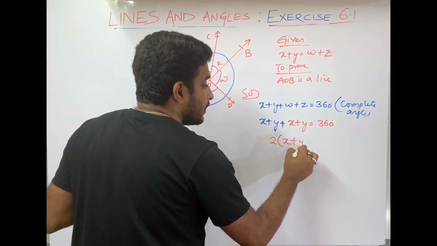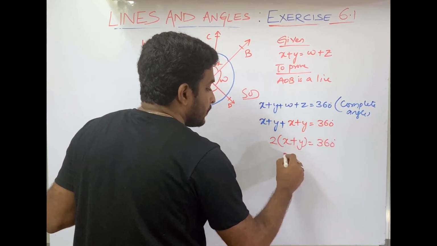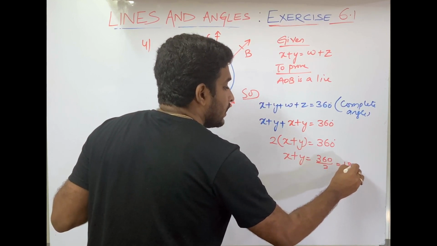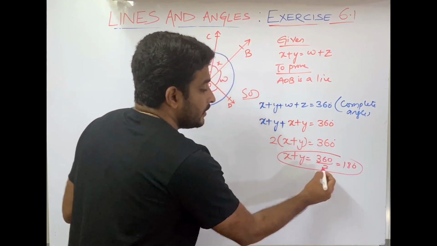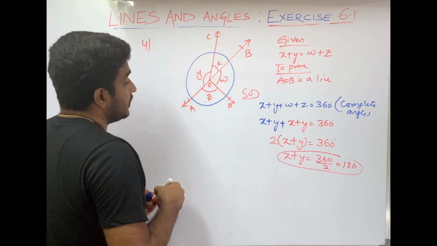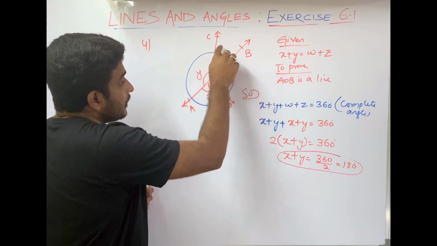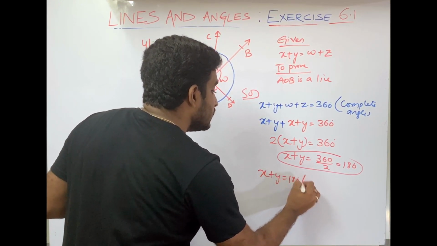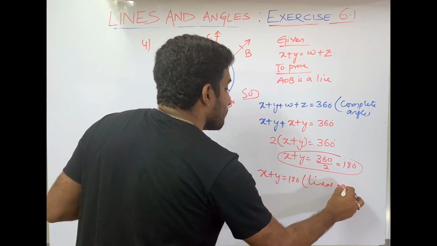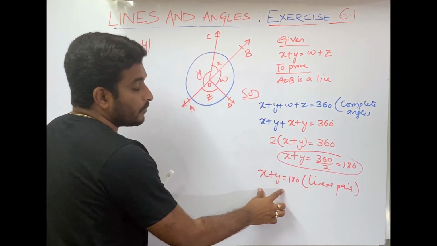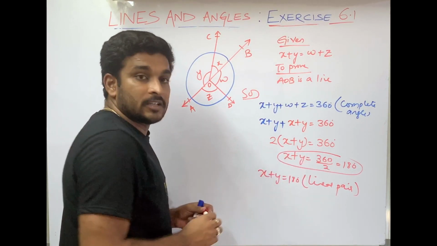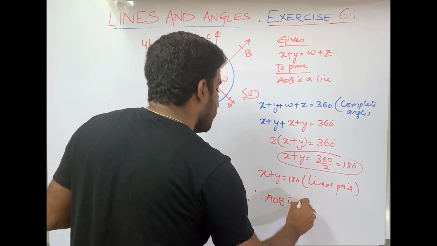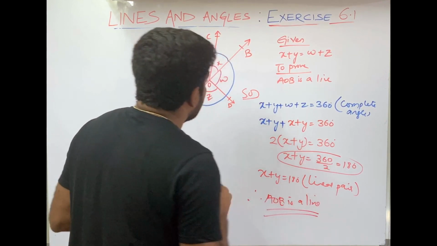That means x plus y equal to 360 by 2 equal to 180 degrees. See, we proved x plus y equal to 180 degrees. But when AOB is a line, OC is a ray, then x plus y equal to 180 degrees by linear pair. Okay, as x plus y equal to 180 degrees by linear pair, then simply it shows AOB is a line, hence proved.